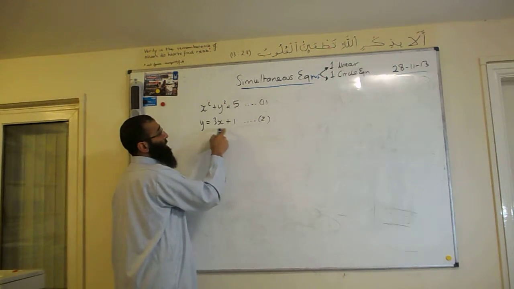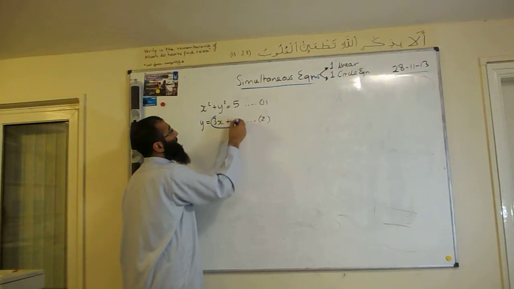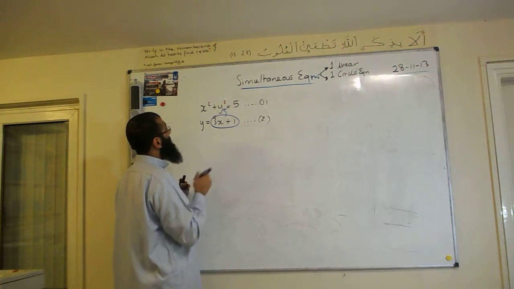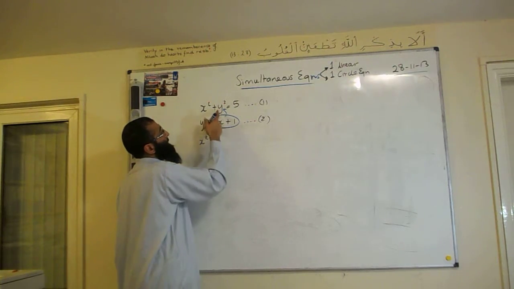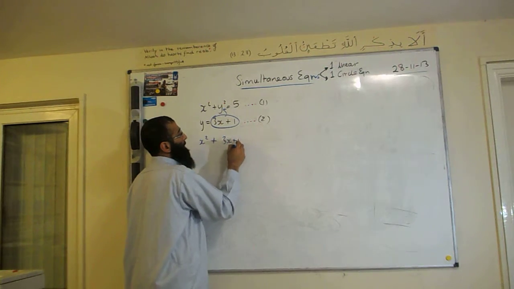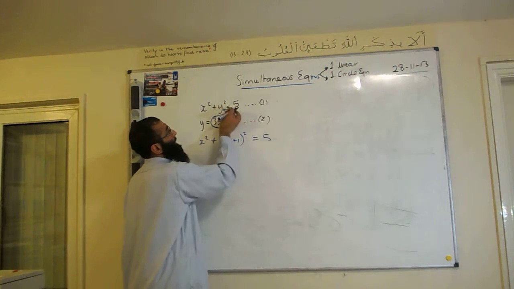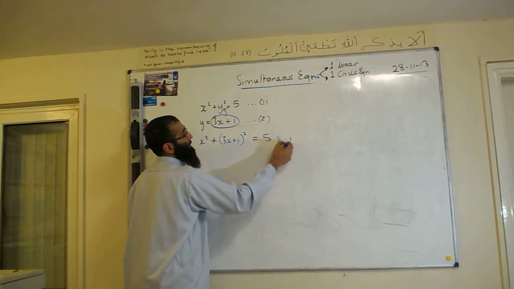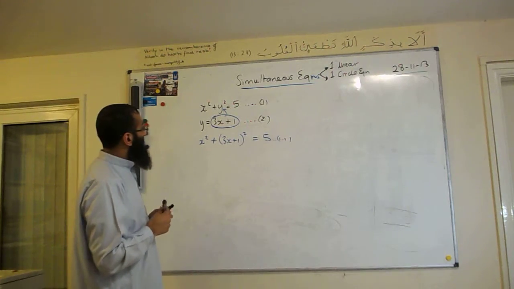It says y equals 3x plus 1. Y is over there as well. So where we see a y, we're going to grab this and put it into there. Now we can write down x squared from here, x squared add y squared. So here's y, I'm going to square it all now, equals 5. Okay, equation 1.1.